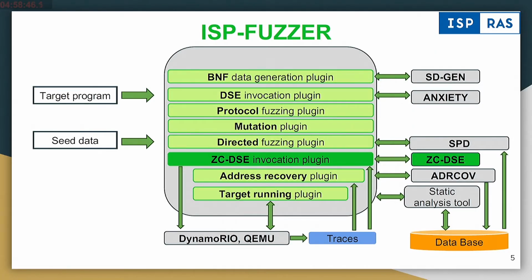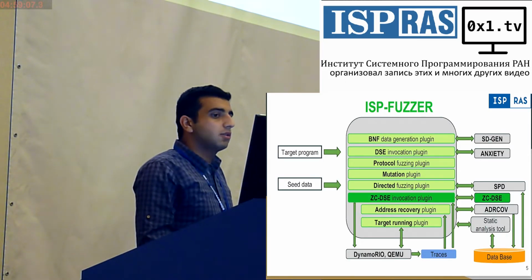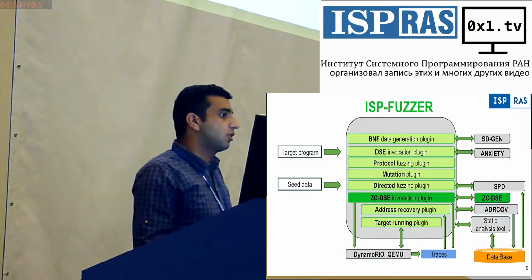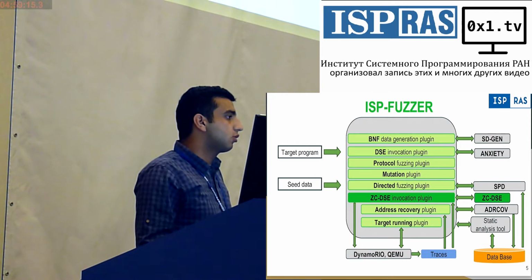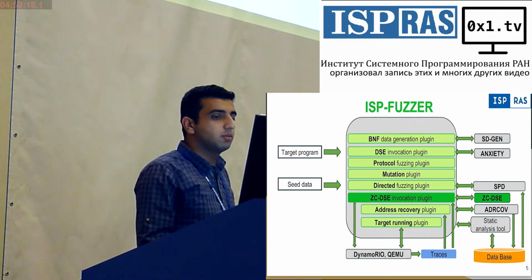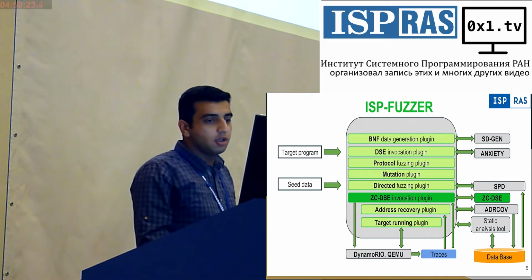Here we show the general scheme of ISP fuzzer. In green are the plugins that were developed for solving our task. In ISP fuzzer there is a mutation fuzzer, mutation plugin, but they do not use information on the structure of input data. They make random mutations, and they can easily change important parts of input data.